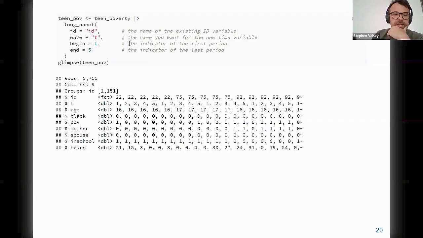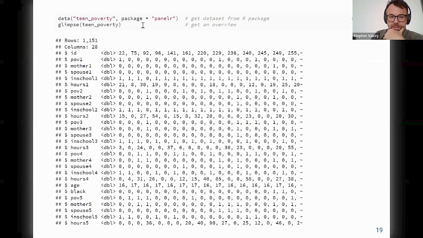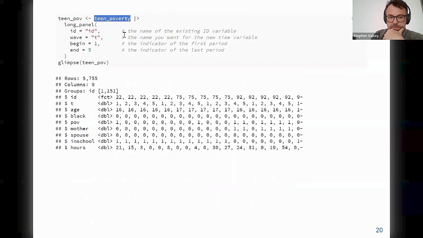So let's look at this. We have this data frame already in memory, which is the one we saw before. This is teen poverty. I got this from the panelr package. So I got a data set called teen_poverty, and I want to make a new version called teen_pov, which is in long form. So what do I do? I take teen_poverty, then I send it to the long_panel function. And the long_panel function says, hey, tell me what the ID variable is. Tell me the name of the variable you want for the new time variable that you're about to make. And tell me what's the starting period and what's the ending period.